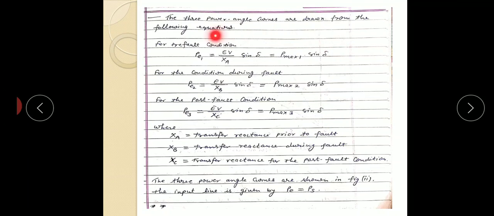So in each and every case the reactance is different. Here XA, here XB, and here XC. Here XA is the transfer reactance prior to the fault, XB is the transfer reactance during the fault, and XC is the transfer reactance for the post-fault condition. Okay. So the three power angle curves are shown in figure 2. The input line is given by PE equal to PS as shown in the previous slide.